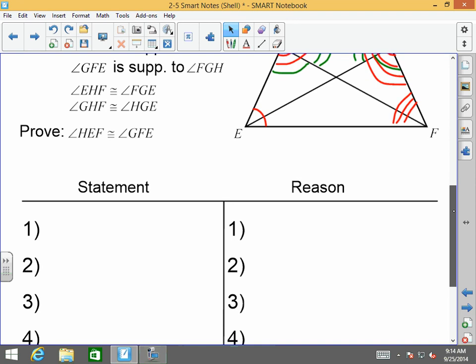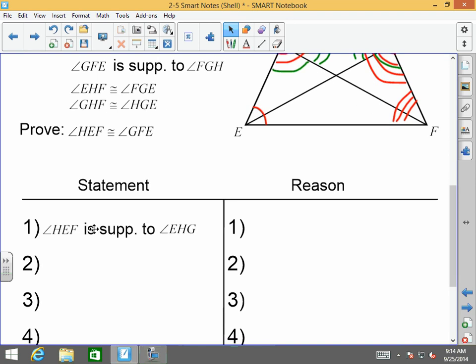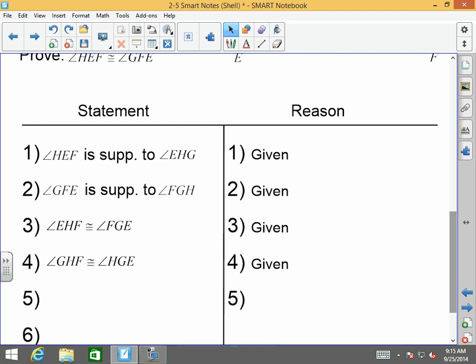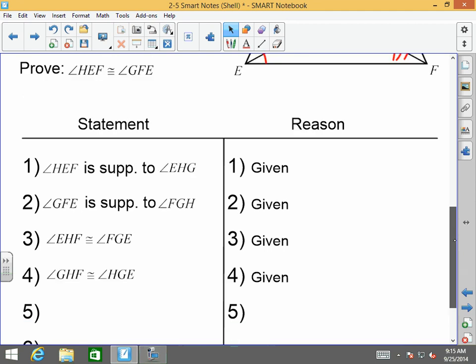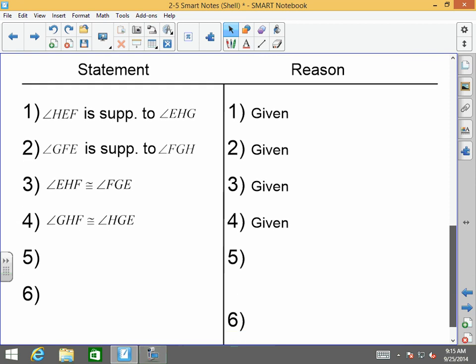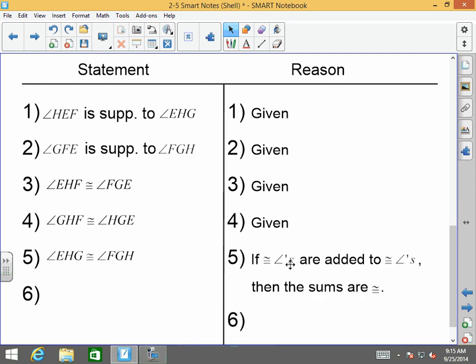Let's run through it. Number 1, my given, of course. 2, my given. 3, my given. 4, my given. Now, here's where the A's are separated from the B's. If I know all of the following, and I look at my figure, you guys have the figure on your paper. Step 5 will be that EHG is congruent to FGH. Why? Because of angle addition postulate. If congruent angles are added to congruent angles, then the sums are congruent.